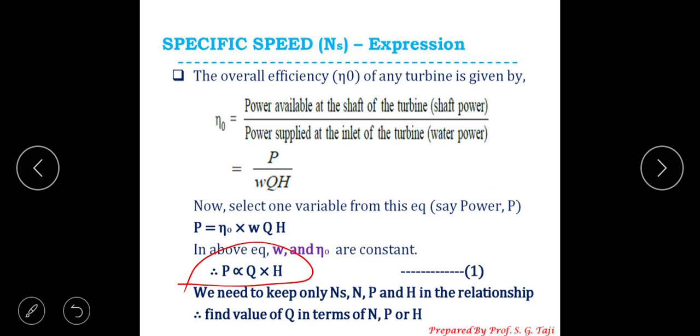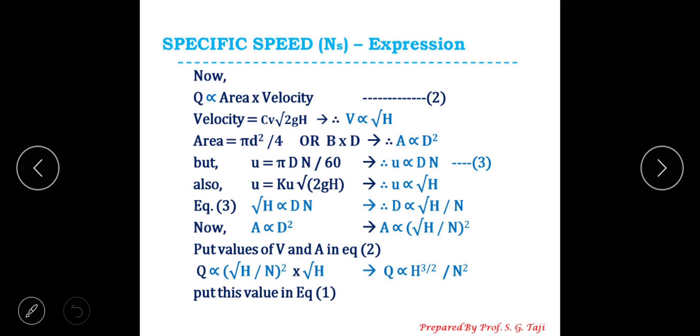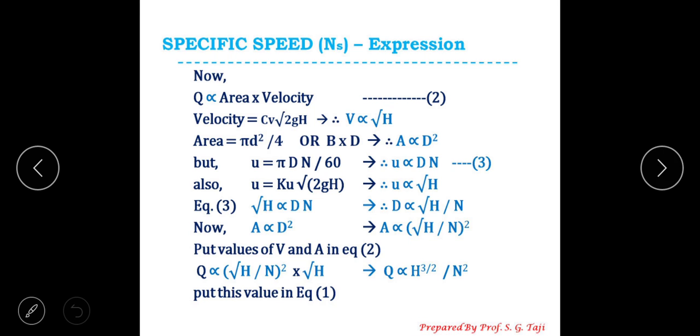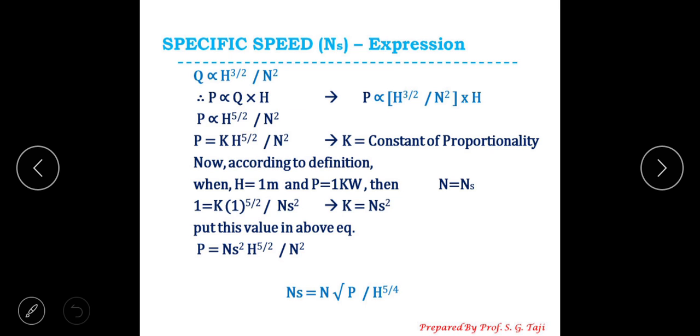Equation 1 is nothing but power is directly proportional to q into h. So, in that equation, you have to substitute. Q is proportional to h to the power of 3 by 2 upon n squared. Therefore, P is proportional to Q into h, we know from equation 1. Substitute here. Therefore, P is proportional to h to the power of 3 by 2 divided by n squared multiplied by h. If you simplify this, you will get P is proportional to h to the power of 5 by 2 divided by n squared.